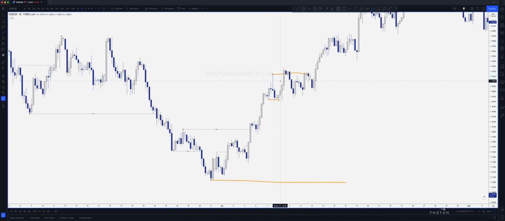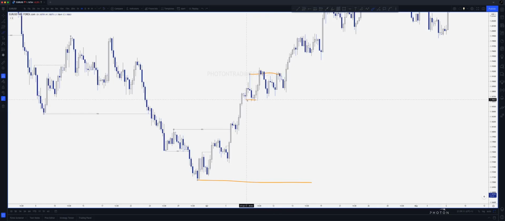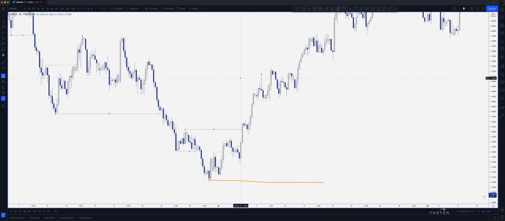and you're wondering why. Well, that's just because taking these minor breaks of structure, these internal changes of character, especially with just a wick break, it's aggressive, right? So you have to pick and choose your battles of when you are going to do that, if you are looking to actually use that to trade from, if you're going to go counter trend there.